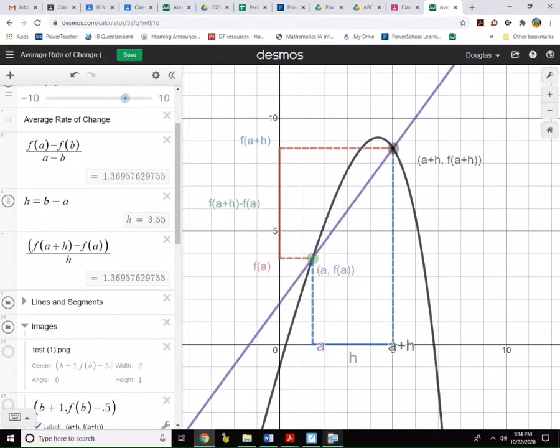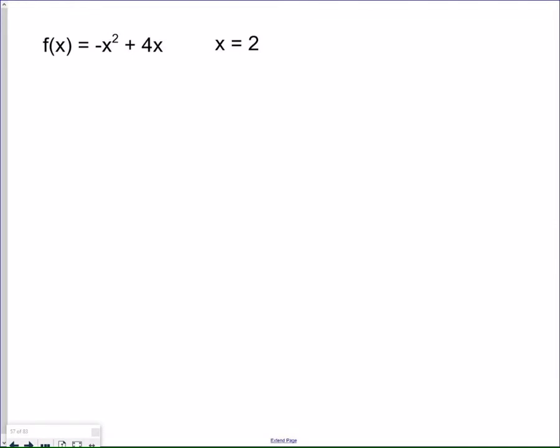Here we get into the mechanics then. Suppose I had a function f of x equals negative x squared plus 4x, and I wanted to know exactly how fast that object, if this represents a displacement of an object, exactly how fast is that object moving at time 2.